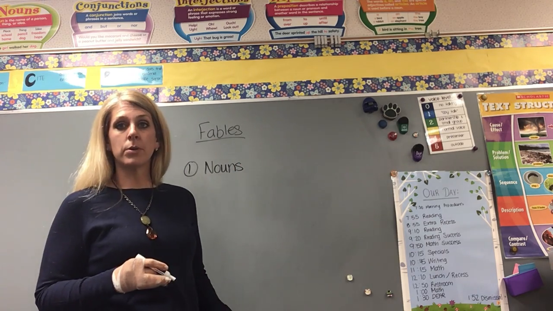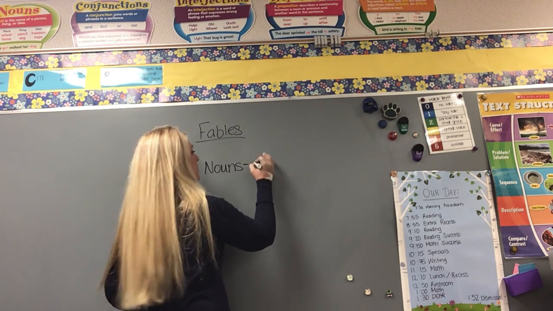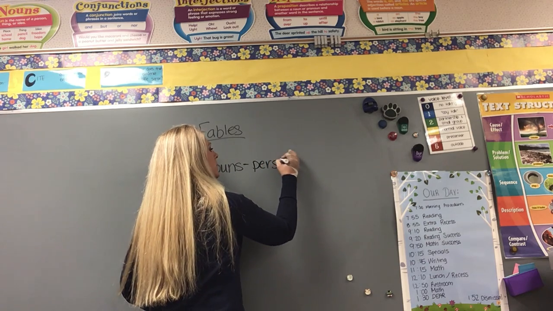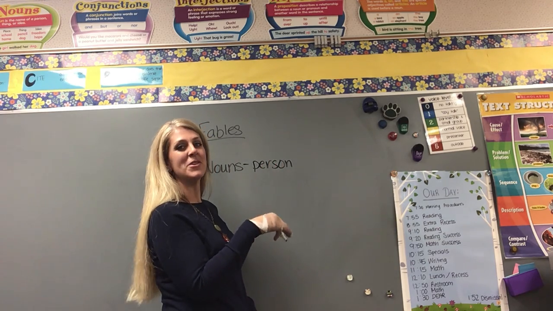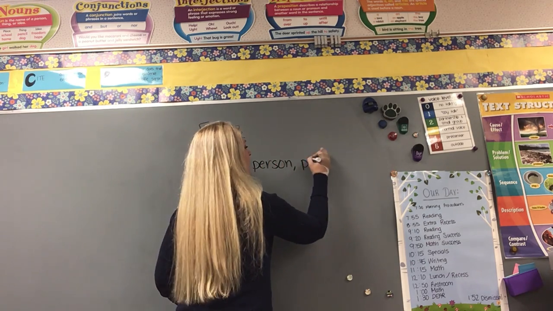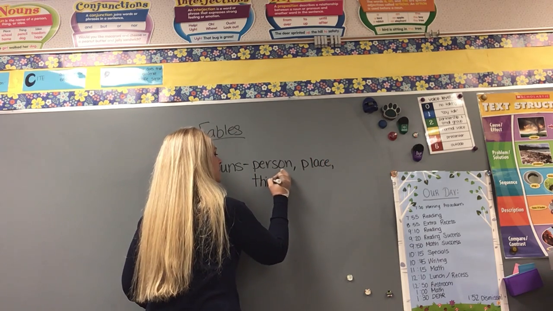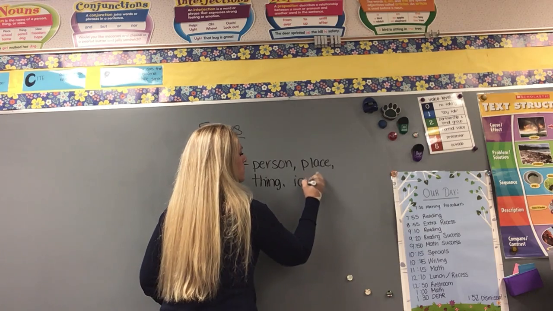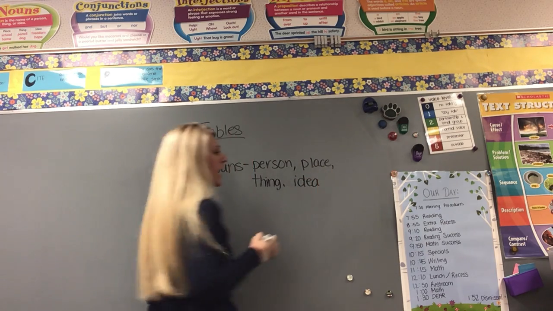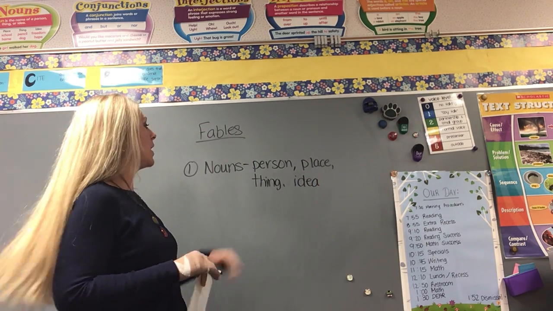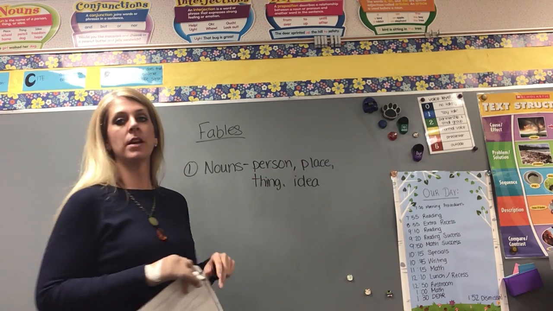So if you remember, a noun is a person. Hopefully you're saying it with me because I know you know these. A person, a place, a thing, or sometimes an idea. Okay, like a thought or a feeling. All right, so you're looking for a person, a place, a thing, or an idea.